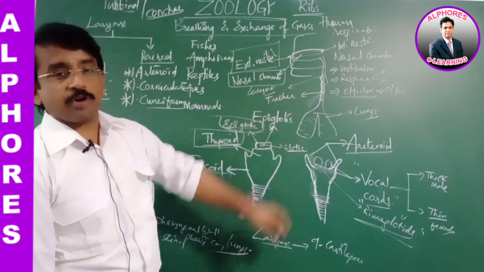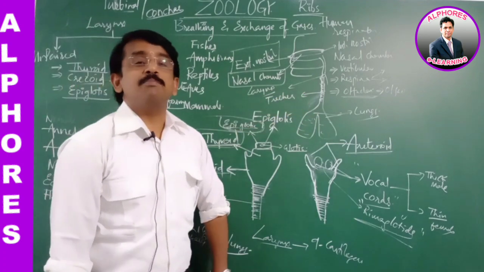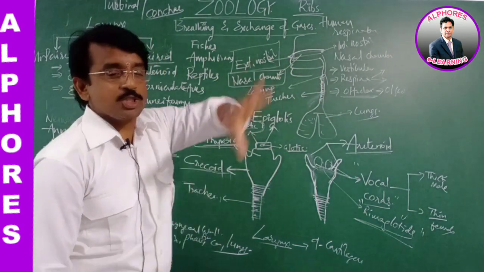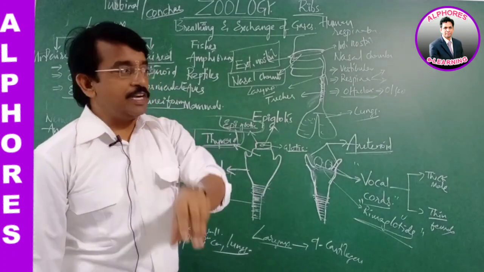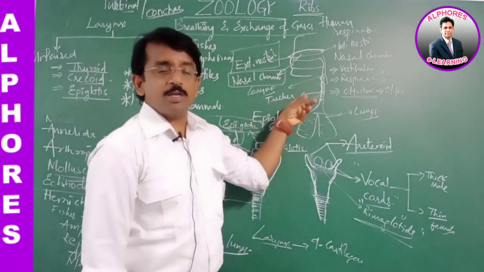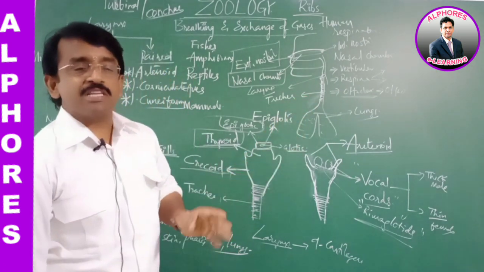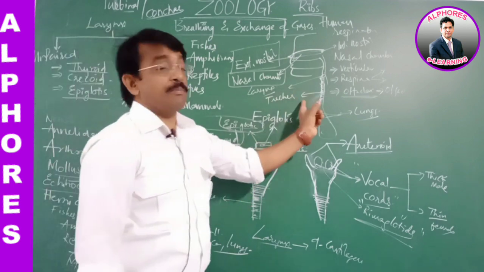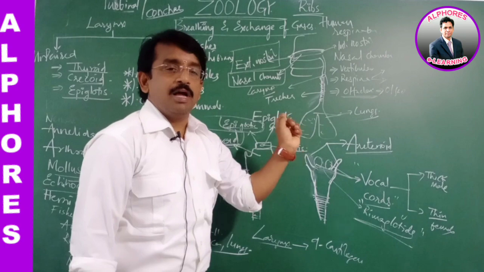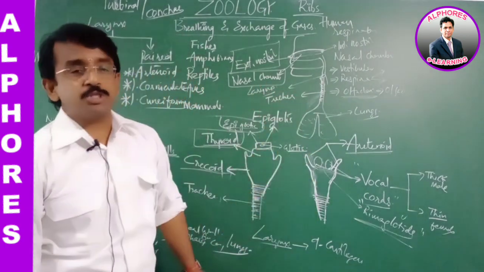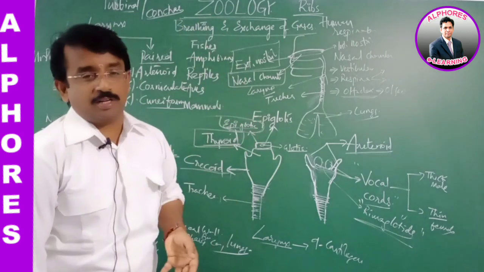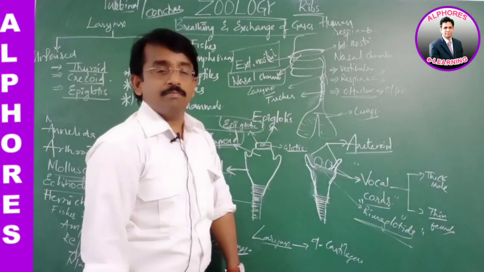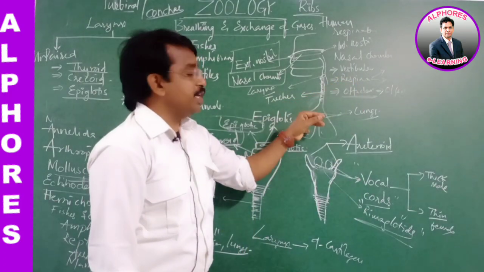This larynx leads into the trachea. The trachea is the windpipe, as the air flows through it. The trachea is lined by C-shaped cartilaginous rings. These C-shaped cartilaginous rings prevent the collapse of the trachea when there is no air. This is how the trachea is kept open. It is lined by pseudostratified ciliated epithelium. The trachea leads into the lungs.